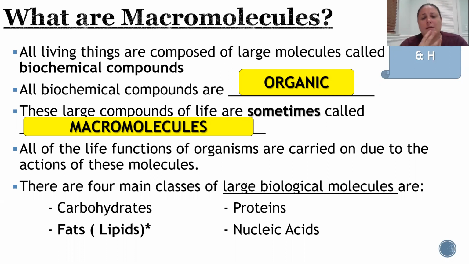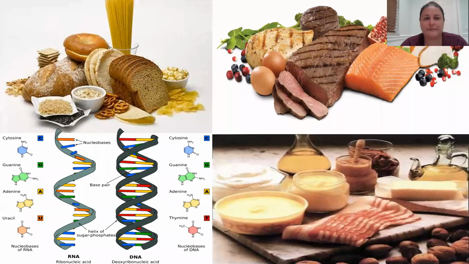And there are four main classes of these large biological molecules, and they are carbohydrates, fats, which we're going to call lipids, proteins, and then the last group is nucleic acids. I always remember lipids like if you touch your lip, it's kind of squishy. You think there's fat in there. So I remember fats are lipids.